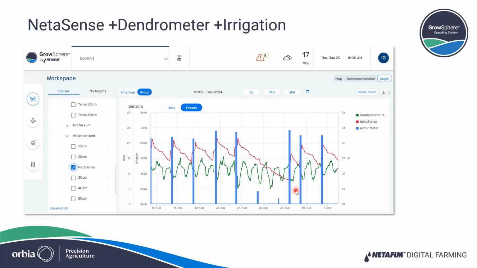Now, this is an example of the NetaSense soil moisture sensor, a trunk dendrometer, and irrigation events. The irrigation events are the blue bars. The red chart is the NetaSense soil moisture sensor in one depth, and the dendrometer is the green chart. Now you see that there is a kind of growth here. There is a trend of growth.